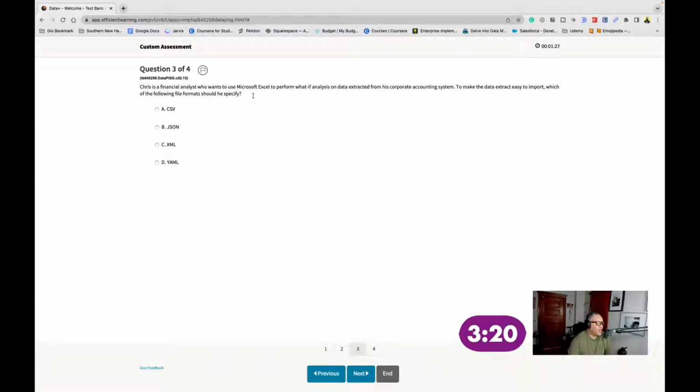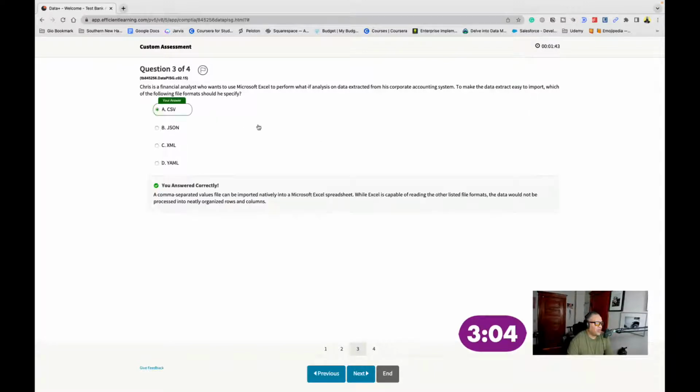Chris is a financial analyst who wants to use Microsoft Excel to perform what-if analysis on data extracted from his corporate accounting system. To make the data extract easy to import, which of the following file formats should he specify? Why not use CSV? Comma separated values, which is what CSV stands for. You wouldn't use JSON because that would not import very well into Microsoft Excel. XML wouldn't either, so it wouldn't do a very good import.